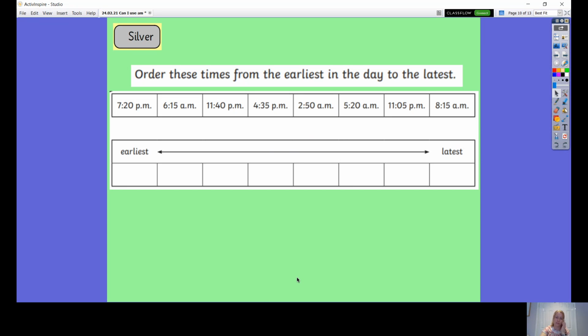Okay, so silver activity for today. I would like you to have a go at ordering these times from earliest in the day to latest. So just like we did in one of the earlier slides, pause here and have a little try at that for me, please.